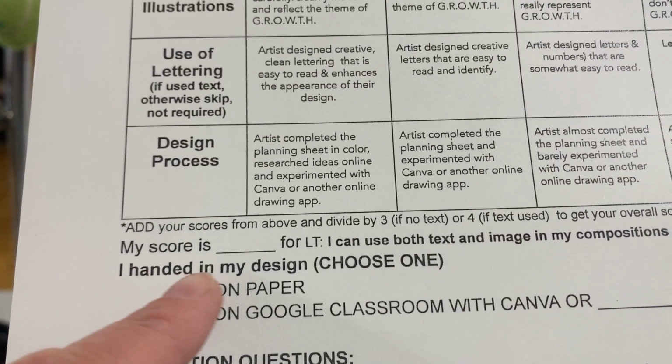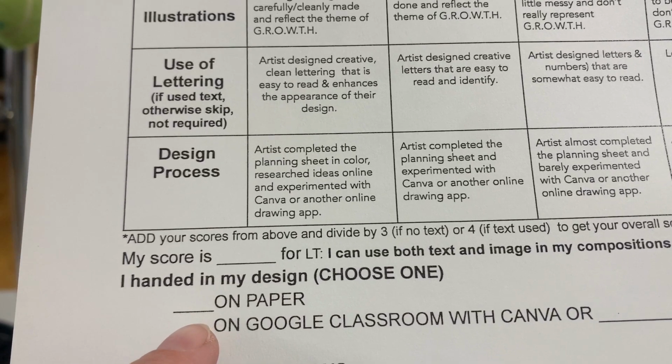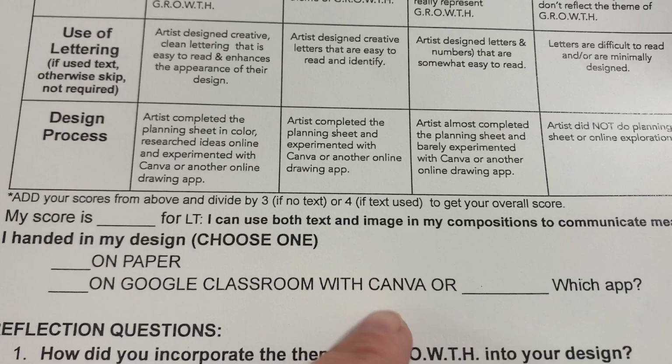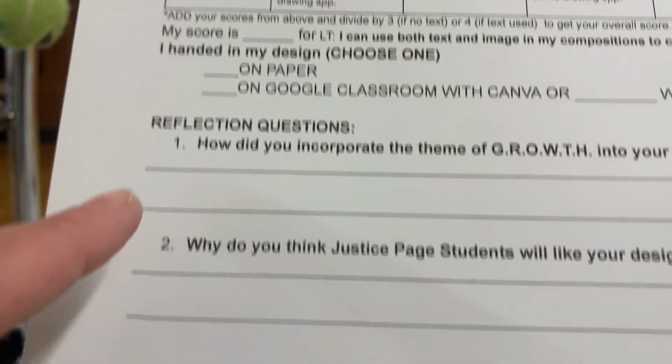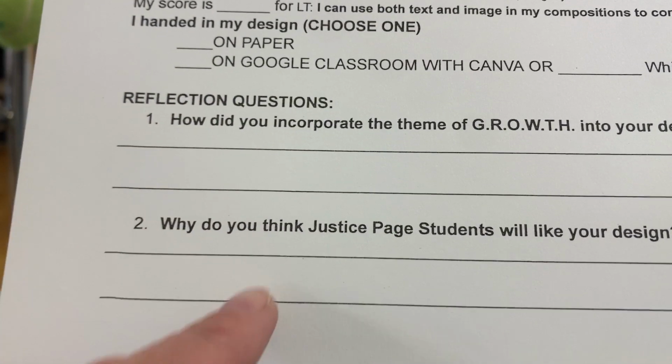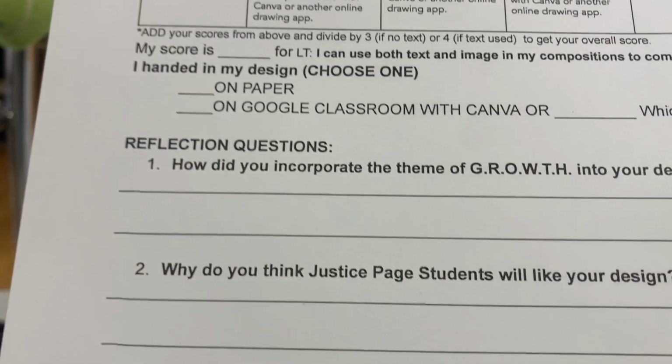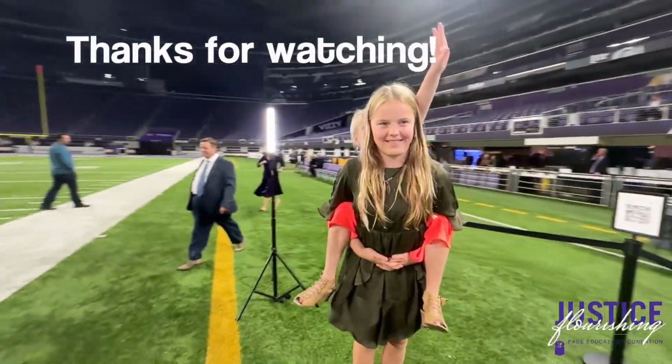At the bottom, you add up your score and you divide by 3 criteria or 4, and then finally indicate if you handed in your design on paper or Google Classroom with Canva. Do the 2 reflection questions at the bottom of the rubric and hand it in.